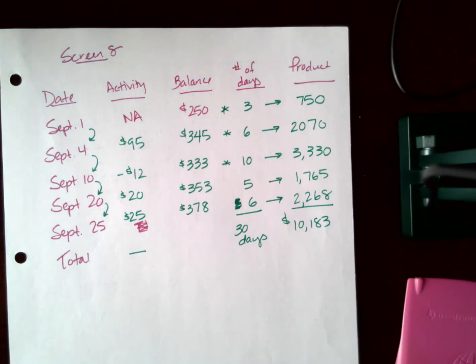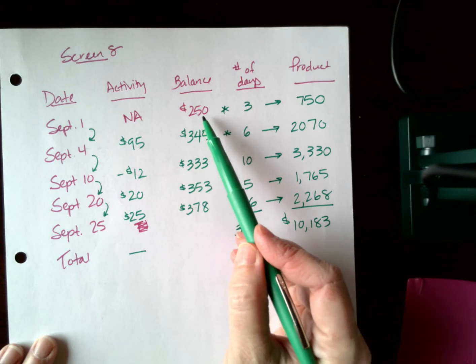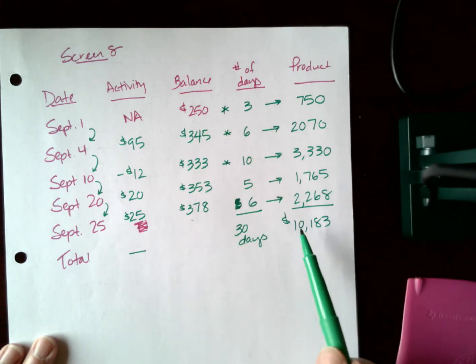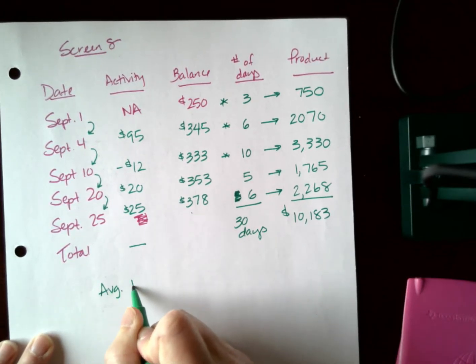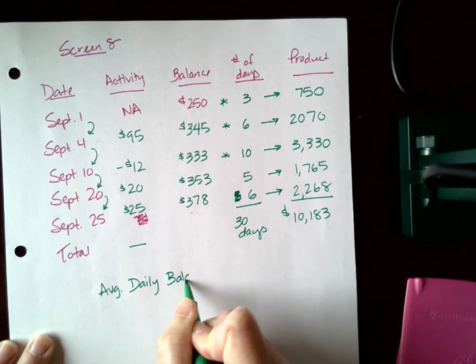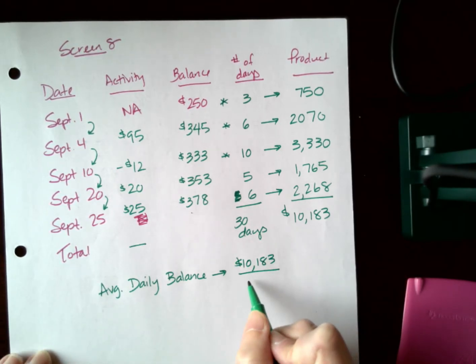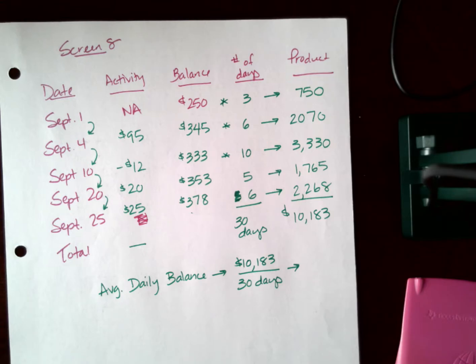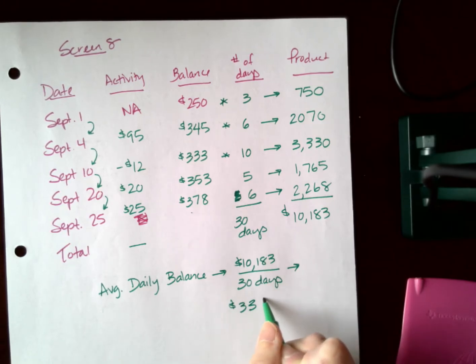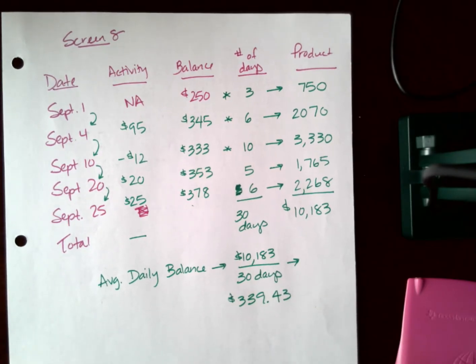And this process still isn't done. Her average daily balance needs to be between the low end of $250 and the high end of $378. This is way, way, way too big. So we have one more step to find the average daily balance. We'll take that huge total dollar amount and divide by the number of days in the month. So 10,183 divided by 30 days. And you'll get a funky little decimal for that. It should come out to be $339, and if we use regular math class rounding to the nearest penny, it should be 43 cents.